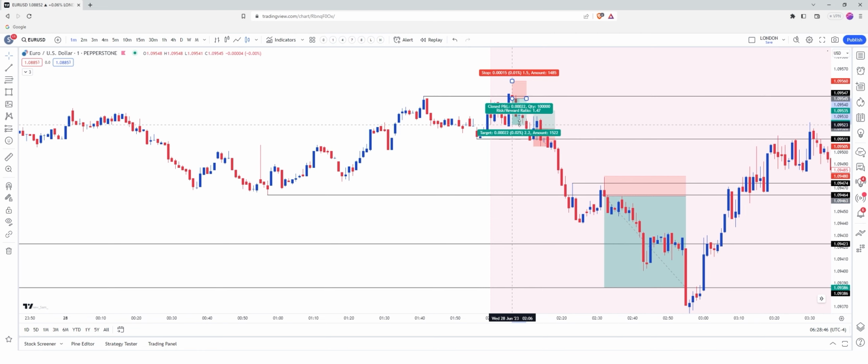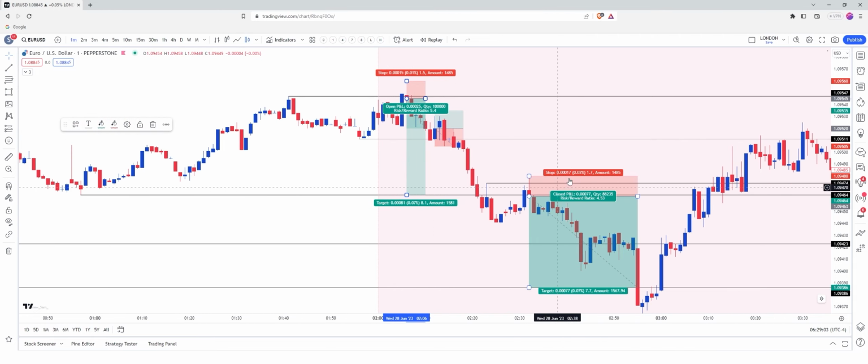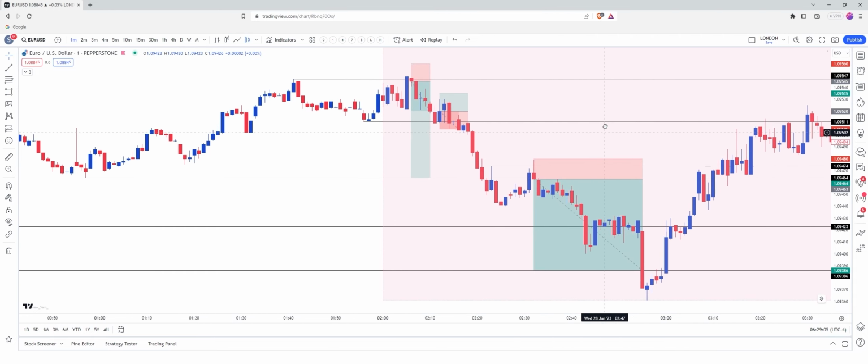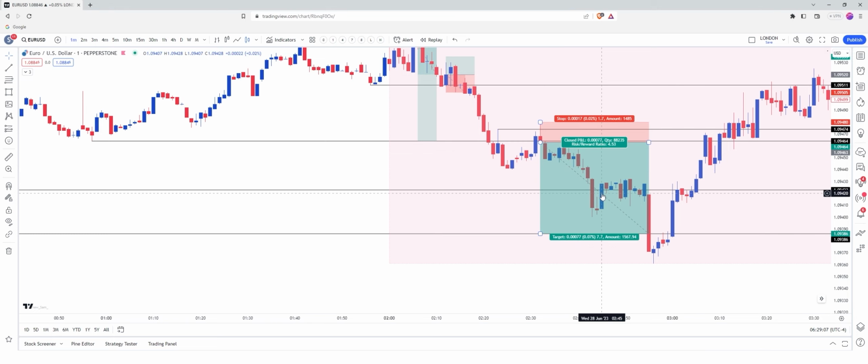We would have gone risk-free at 1-to-1, which you can see happened literally within 1 minute. So you were risk-free straight away on that trade, and then you're just targeting the opposing liquidity, deciding how you want to manage that. This entry here, which was another winning trade, is our first entry model.